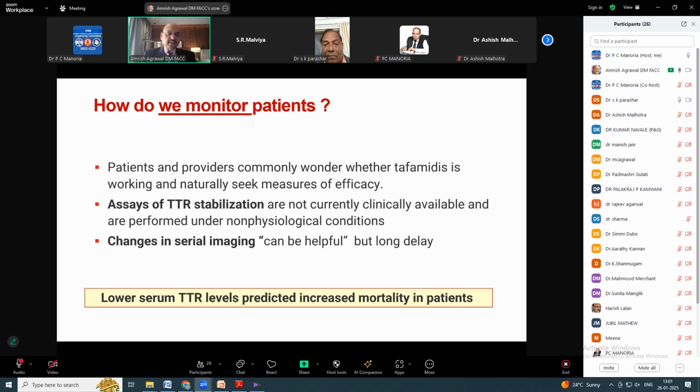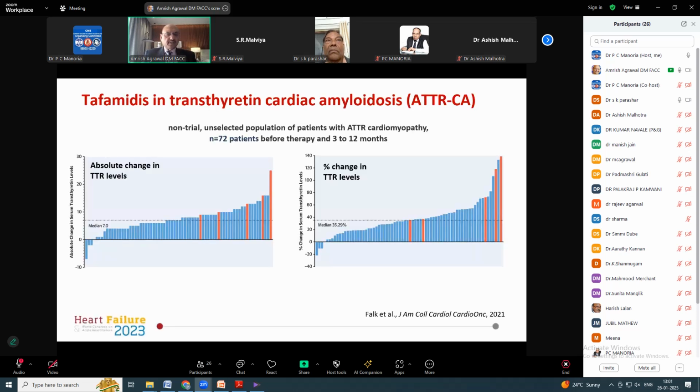So a lower serum TTR level predicts increased mortality in patients with amyloid cardiomyopathy. This proof of concept was tested and published in JACC in 2021. They found that in the populations of amyloid cardiomyopathy who received therapies and were monitored from 3 months to 12 months down the line, there was absolute improvement in the TTR level, indicating more stabilization, more availability of TTR protein, and less downstream deposition. As you can see, the TTR proteins are going up, and the percentage change in the TTR level was also seen in this population.